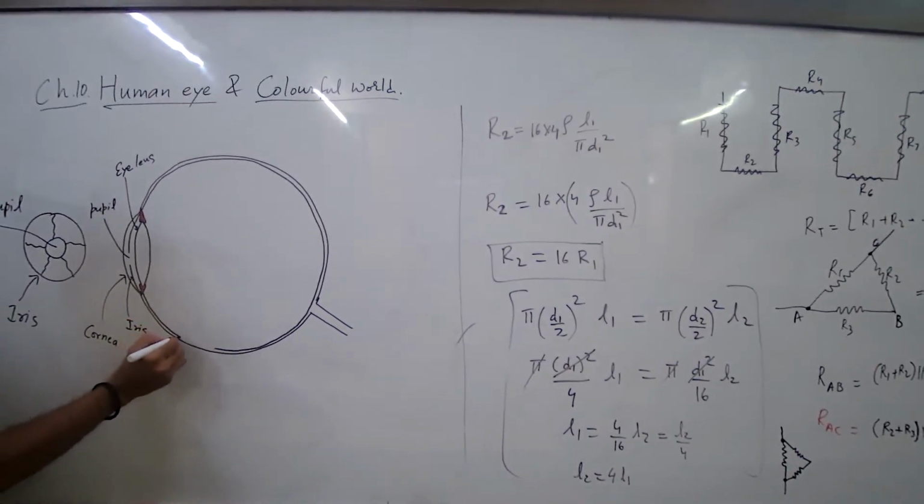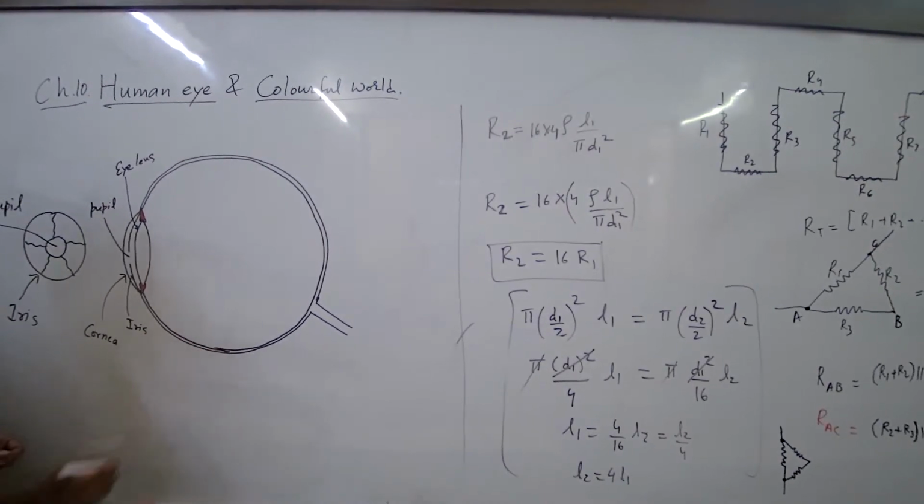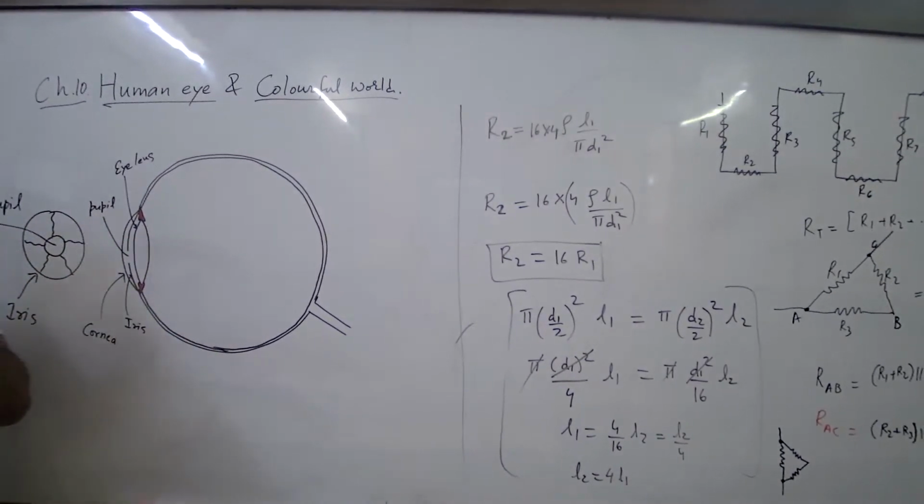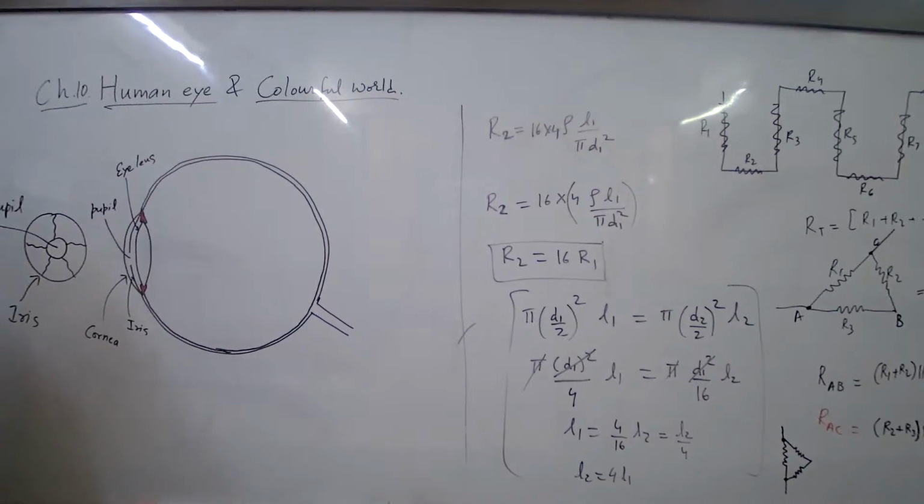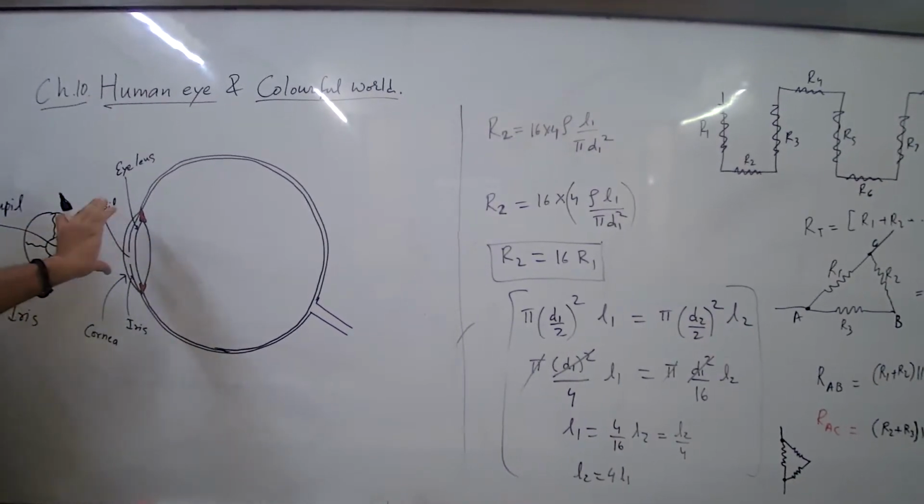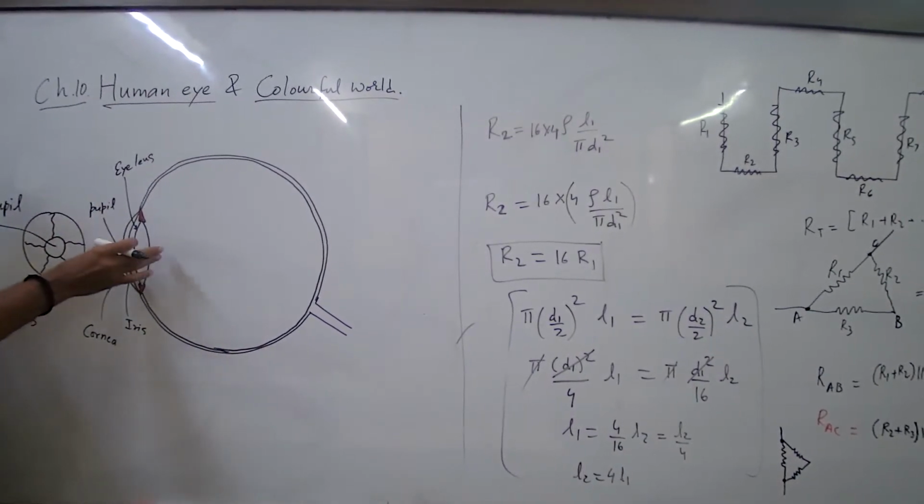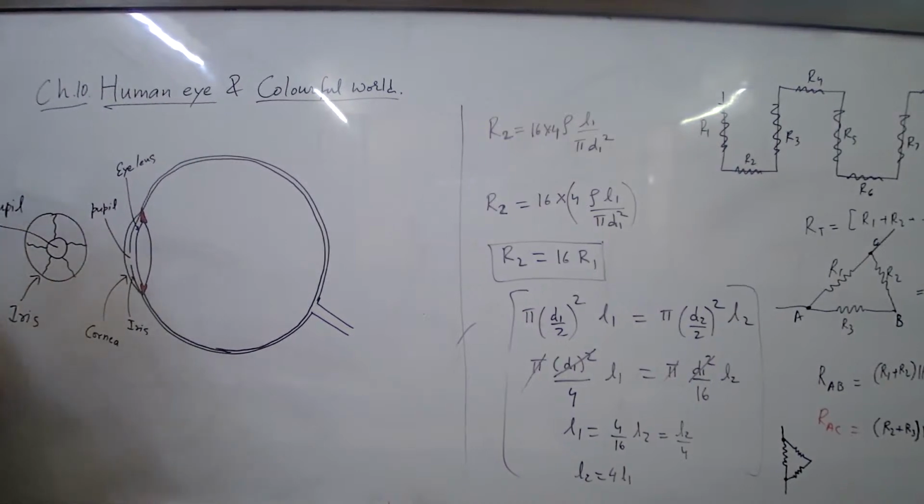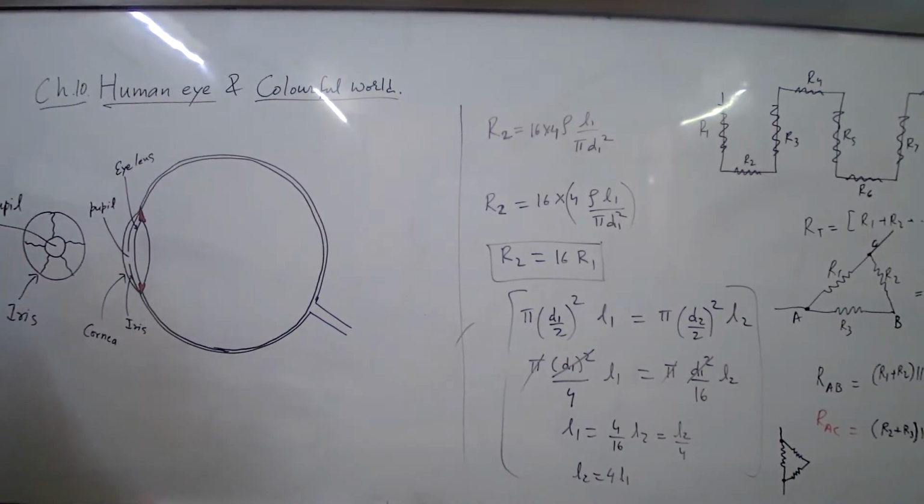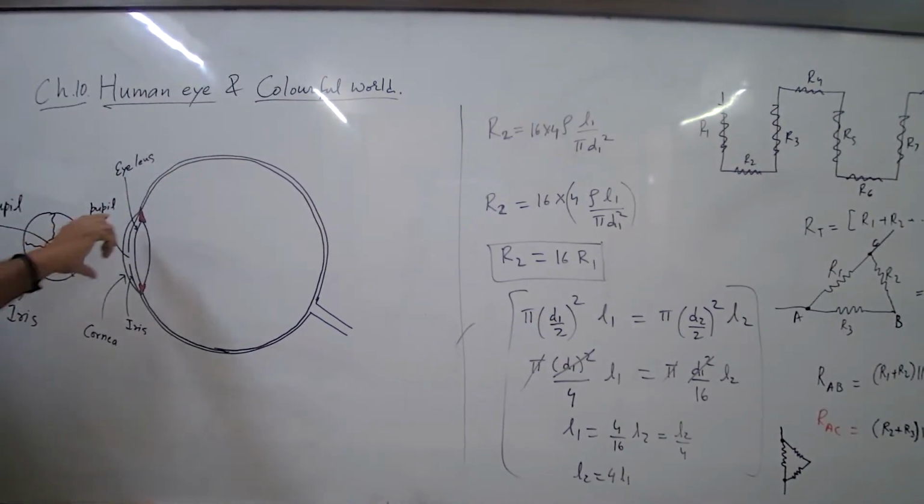Convex lens. So this convex lens is crystalline jelly. It is not rigid, it is flexible, so its thickness can change. When the eye sees a near object, the lens is compressed by the ciliary muscle.